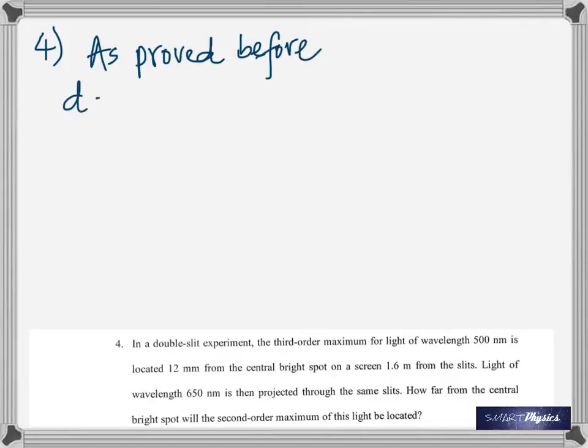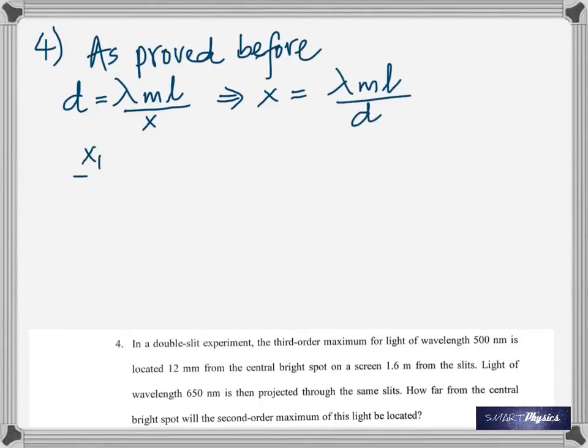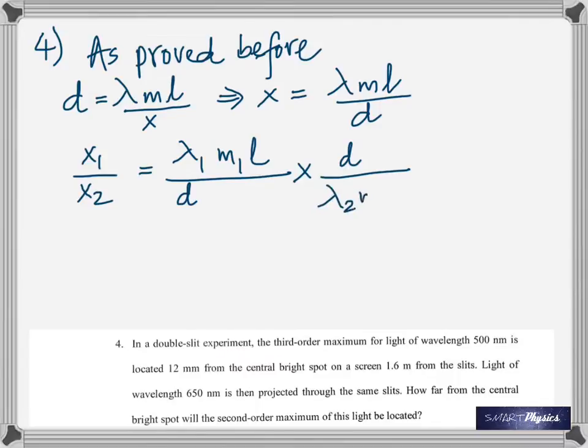And in the last problem, we proved that d is lambda m L by x. I'm just using that from one of the last problems. So from there, because you're looking for x, let's make x the subject, and then set it up as a ratio, x1 by x2. When you divide, you take the reciprocal and multiply, right? That's why it's reversed, and these factors get cancelled out.